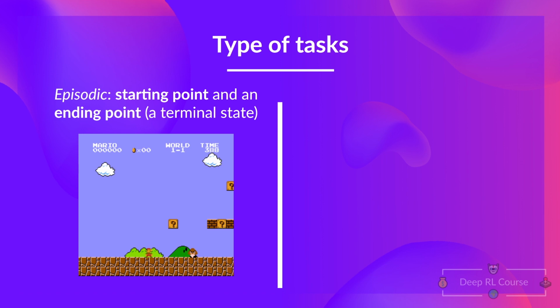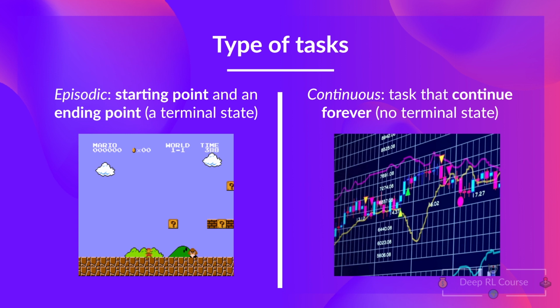On the other hand, continuous tasks are tasks that continue forever. It means that there is no terminal state. And in this case, the agent has to learn how to choose the best action and simultaneously interact with the environment. For instance, if you create an agent that does automatic stock trading, in this task, there is no starting point and no terminal state. So it means that the agent keeps running until we decide to stop it.